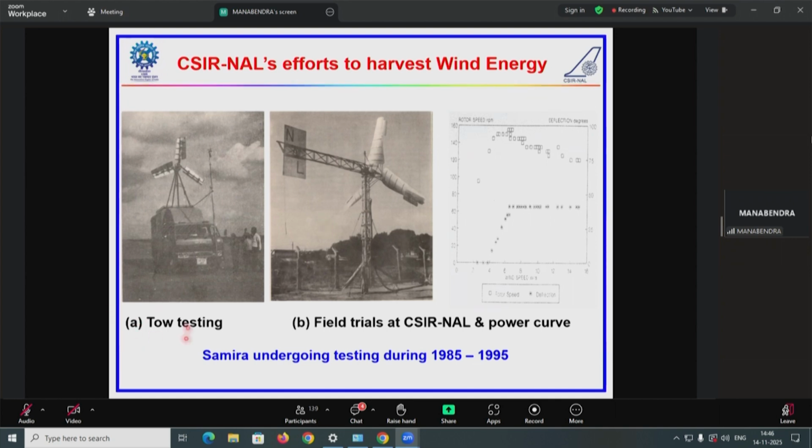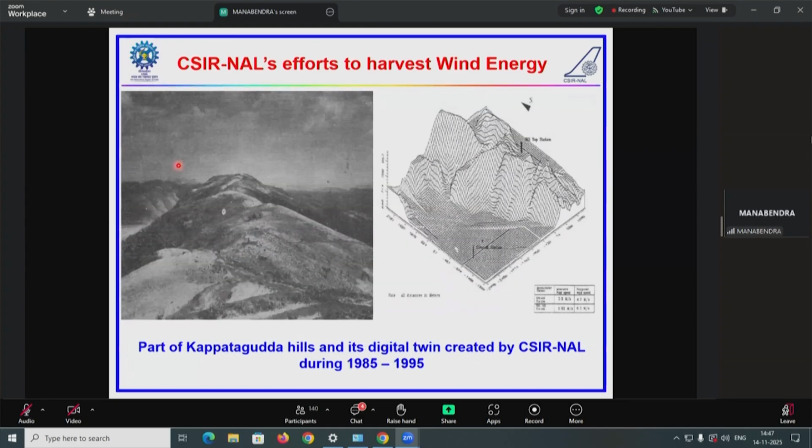So this approach of van testing is an interim approach wherein you can artificially generate the wind by driving the vehicle at a certain speed and then acquiring parameters like the electricity generated from the rotor, and if there are any vibrations, what the vibration levels are. All those things can be recorded. So this is a glimpse of the van testing and the field trials of one of the systems that was developed at NAL.